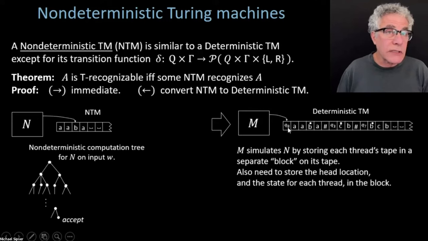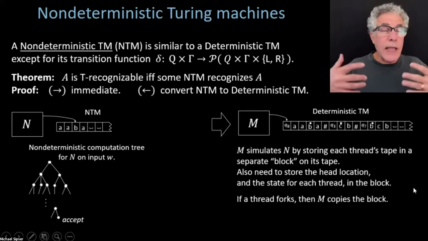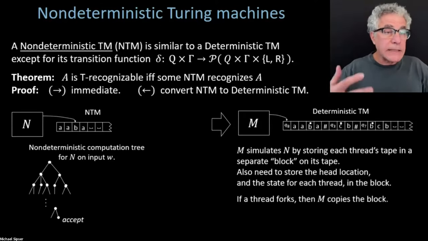So here's the symbol for state Q8 that says, well, that very first thread of N's computation is in state Q8. It's in the 3rd position of its tape. The head is on the 3rd position there. And the tape contents is AABA. That's how we represent that thread of the computation, including the state. Okay? Now, M is going to carry out that step by step, maintaining that information on its tape.